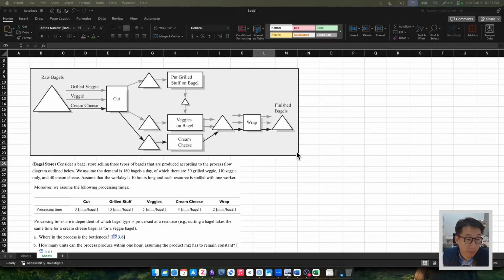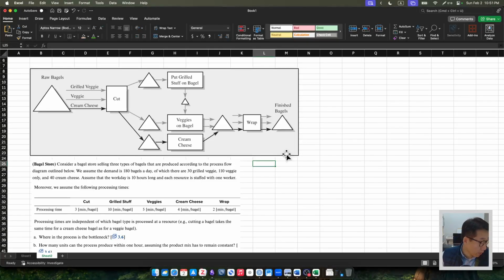So let's take a look at this problem, the bagel store problem, which is 3.5 in the 5th edition of Cachon and Terwiesch. It looks like a pretty interesting problem. Consider a bagel store selling 3 types of bagels. So we know that we have multiple flow units.